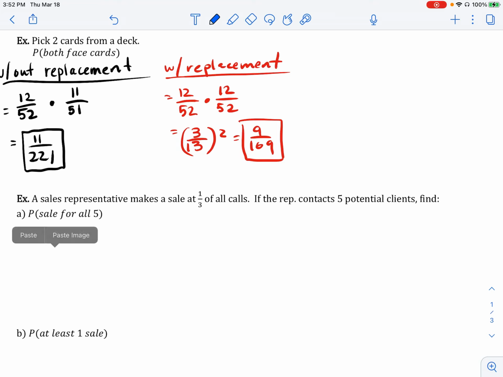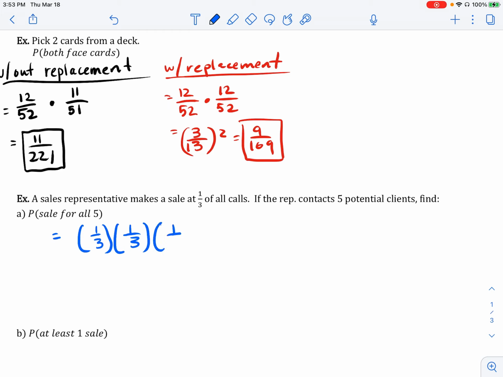Let's ignore the psychological effect of maybe not making a sale and how that might affect you on the next one, and just treat each situation on its own. In which case, the probability that they make a sale in the first phone call is 1/3. What about the next phone call? What is their probability that they'll make a sale? It's still 1/3, right? That's going to be the sales probability for each call.